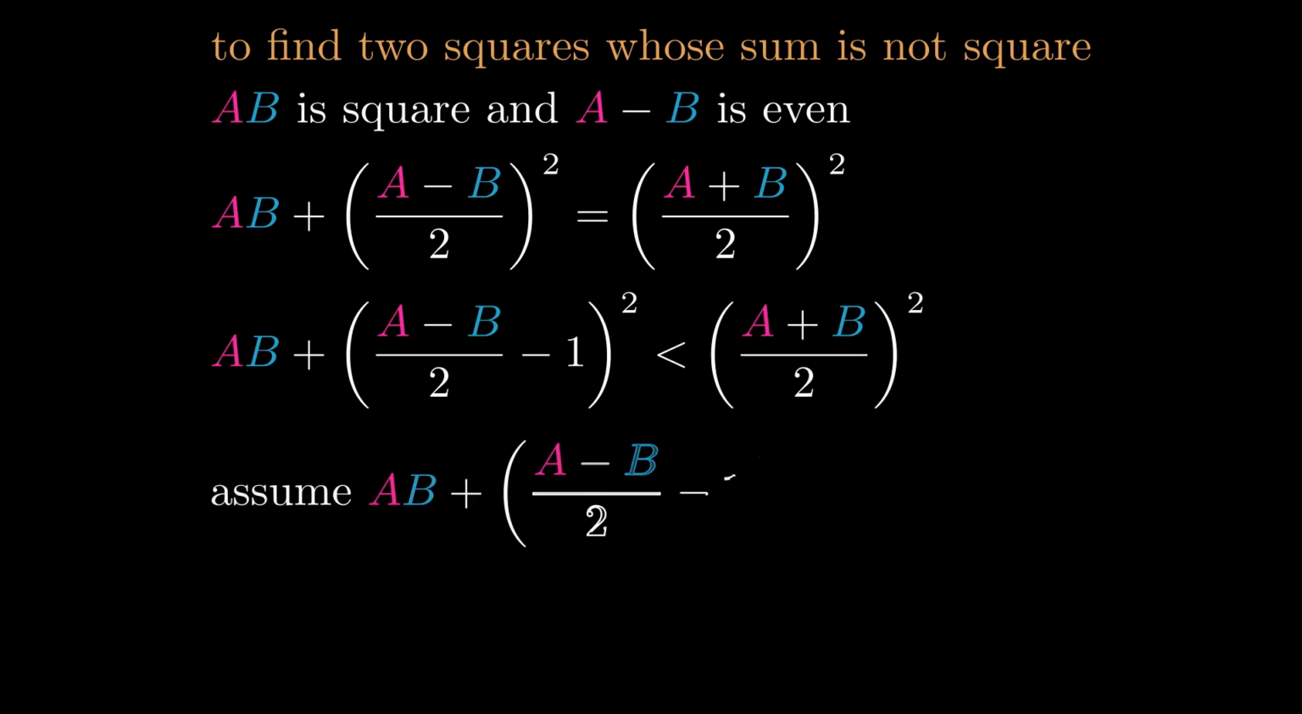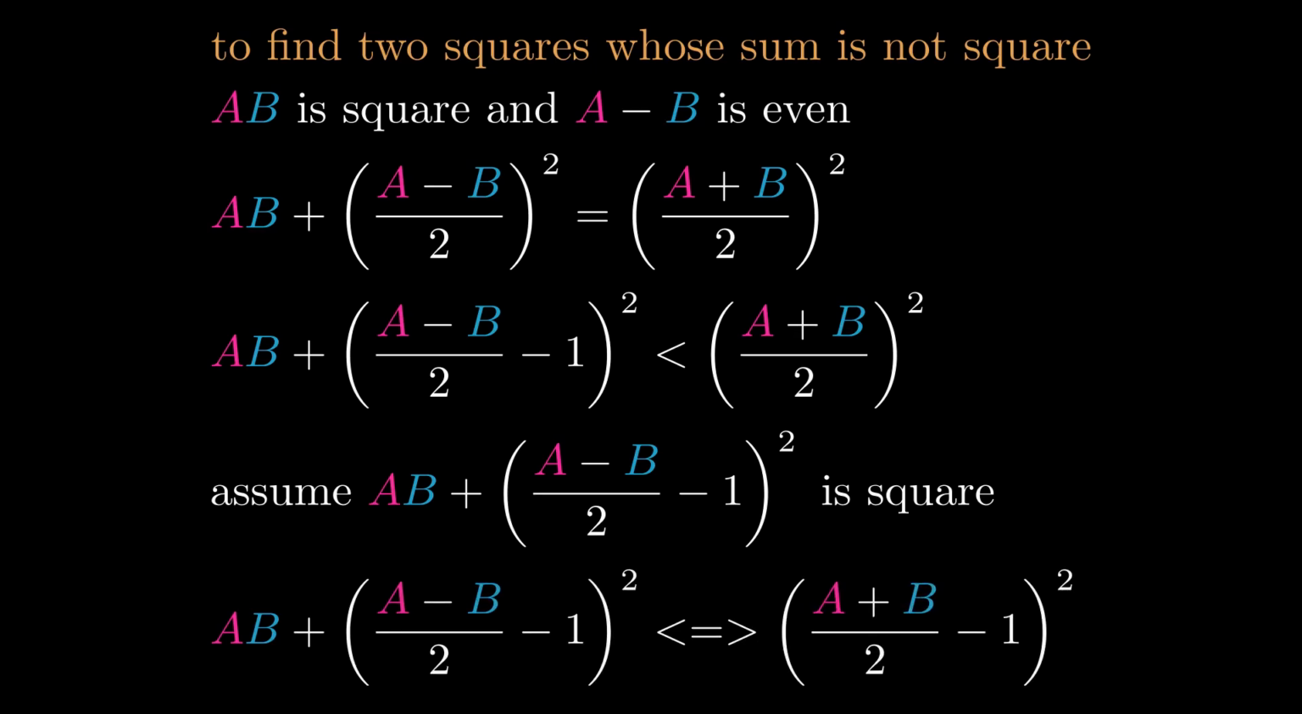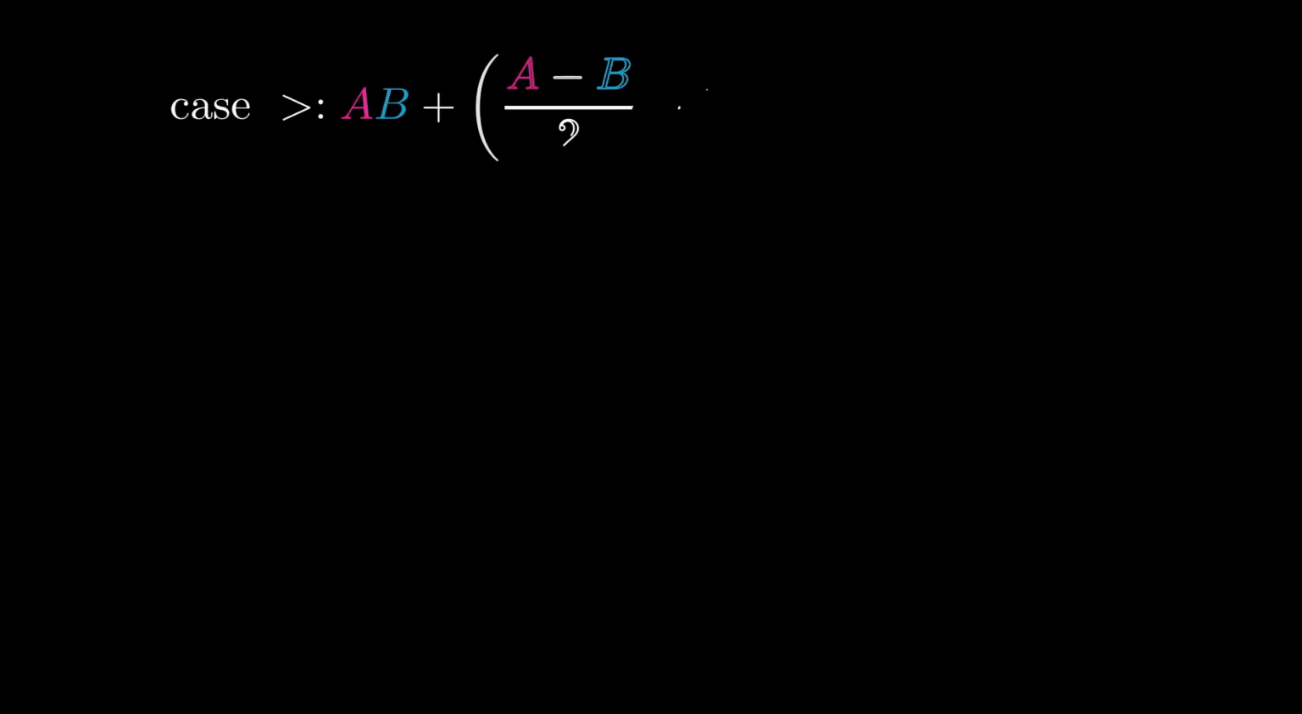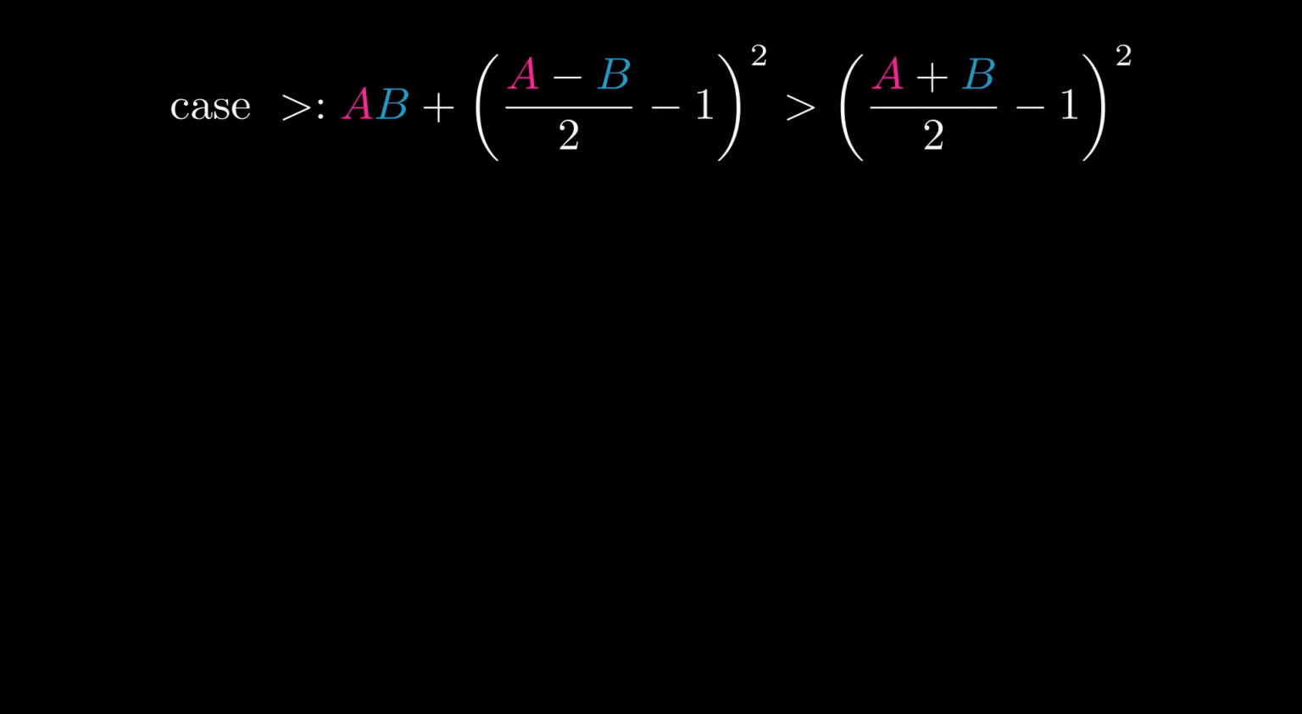By way of contradiction, assume it is square. It will either be equal to, or less than, or greater than (a plus b)/2 minus 1 squared. Let's first address the greater than case. Euclid dismisses this case backhandedly, so I'll show you what he means.